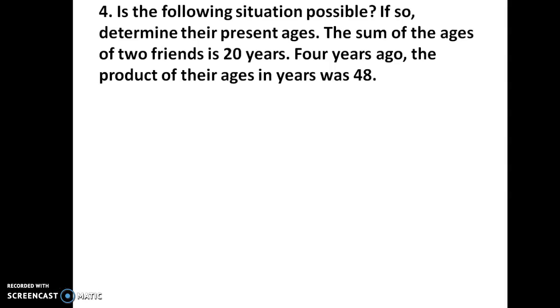Then fourth problem: is the following situation possible? If so, determine their present ages. They are asking whether it is possible or not, so we have to determine if it is possible. The sum of the ages of two friends is 20 years. 4 years ago, the product of their ages in years is 48. At present their sum of age is 20. And 4 years ago means it's past, so you have to minus 4. So at that time, if you take the product of their ages, it is 48.